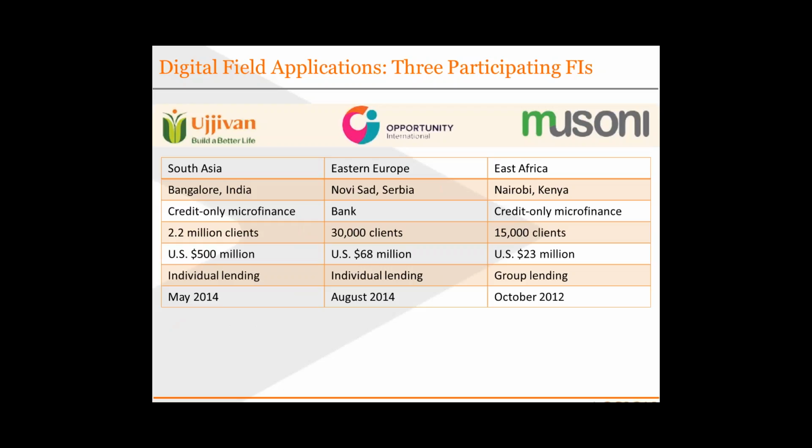As you can see from this chart, the three institutions spanned the globe from India to Serbia and Kenya. Client base, Ujjivan has 2.2 million clients compared to Musoni's 15,000. So again, a good range here. The 500 million, 68 million, and 23 million are the loan portfolio size. Ujjivan and Opportunity Bank, Serbia, focus on individual lending, whereas Musoni has a group lending model. And the DFA implementations began in 2014, and 2012.